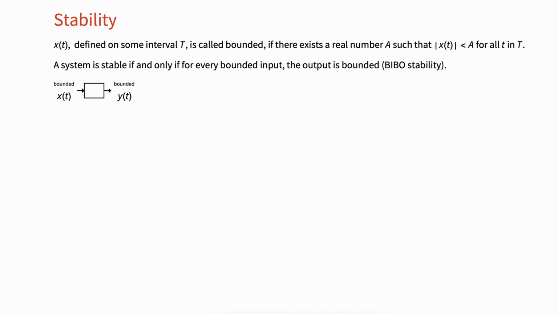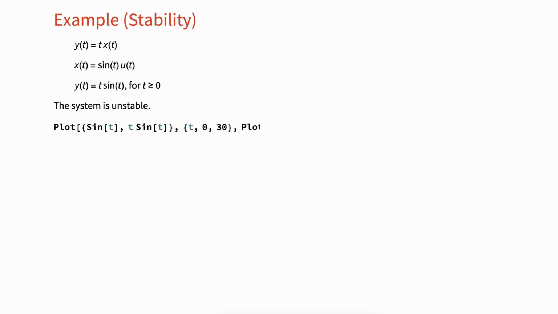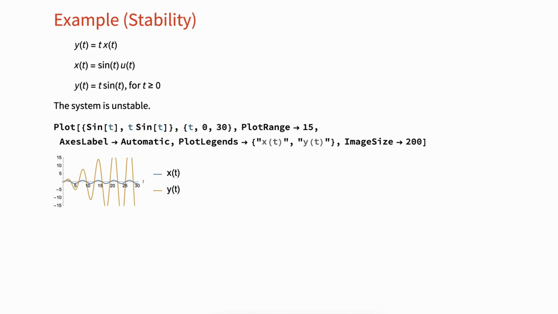So the whole idea here is that if the input stays below some finite value, then with a stable system, the output will also stay within some bounds. Let's look at this system, which returns y of t as t times x of t. Now, if we consider the bounded input x of t defined as shown here, the output will be y of t equals t times sine of t for values of t greater than or equal to 0, which is unbounded, and therefore the system is unstable. This can also be seen in the plot of the signal. X of t is bounded and y of t goes to infinity as t goes to infinity.